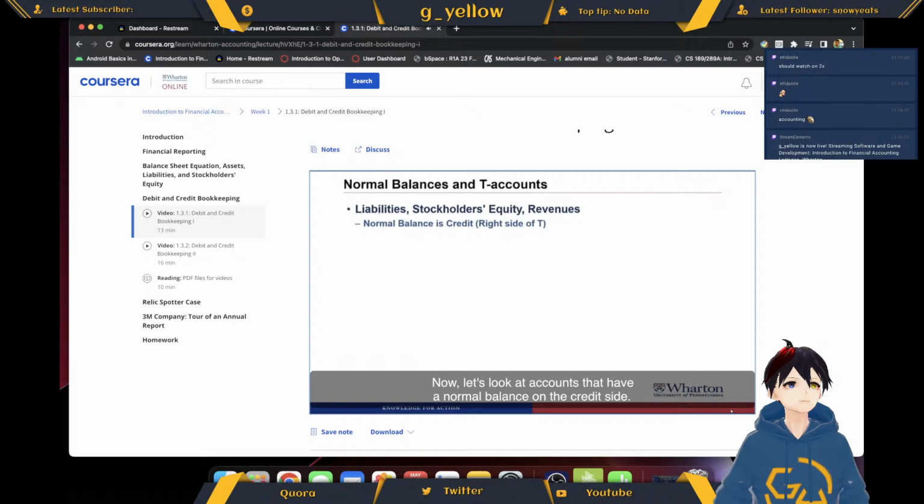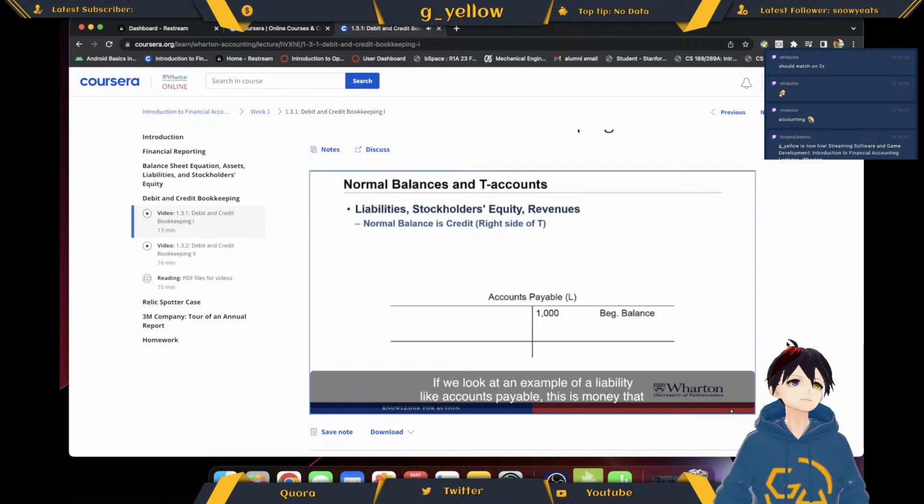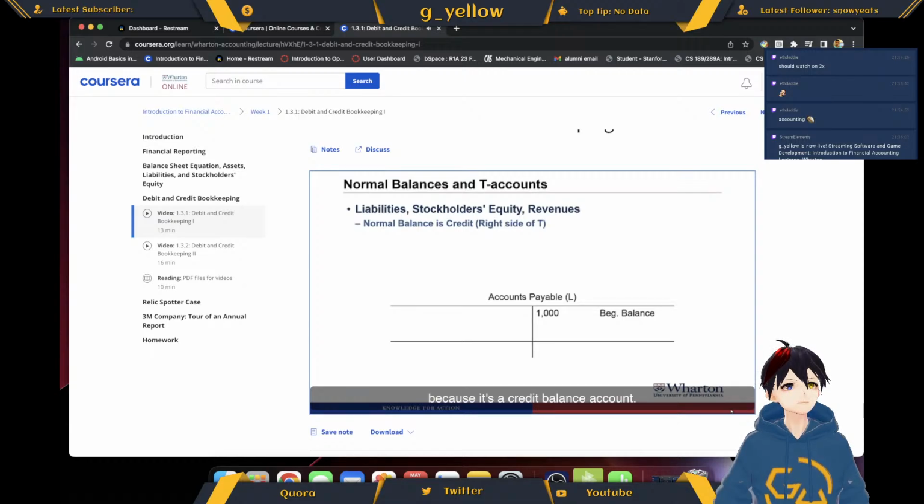Now let's look at accounts that have a normal balance on the credit side. Liabilities, stockholders equity, and revenue have normal balances that are credits, which sit on the right side of the T account. If we look at an example of a liability like accounts payable, this is money that we owe our suppliers based on raw materials that we've received in the past. Put a little L in parentheses to indicate it's a liability because we have an obligation to pay those suppliers in the future. At the beginning of the period, we owe our suppliers $1,000. That beginning balance sits on the credit side because it's a credit balance account.